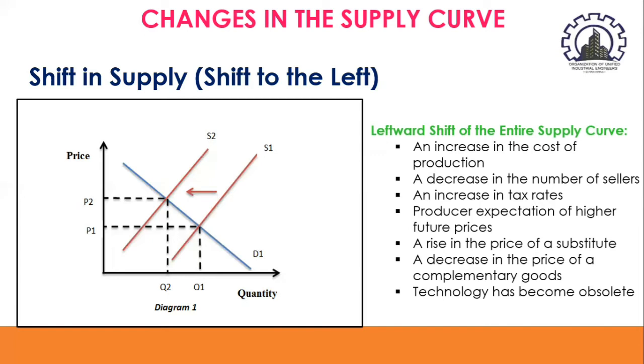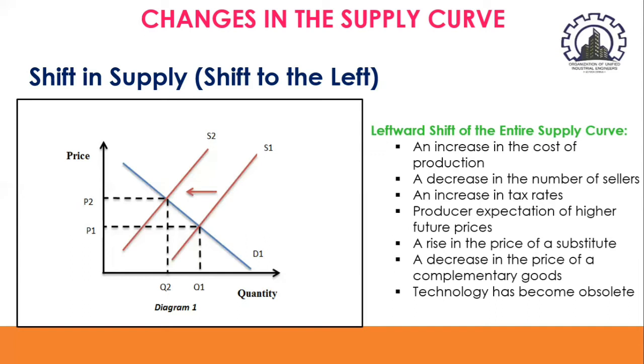And another, if there is a decrease in the number of sellers or producers, then your supply curve will shift to the left as well. For example, in order for us to better understand this, let me give you another example. Nowadays, we cannot deny the fact that there are a lot of companies that are struggling due to the COVID-19 pandemic.